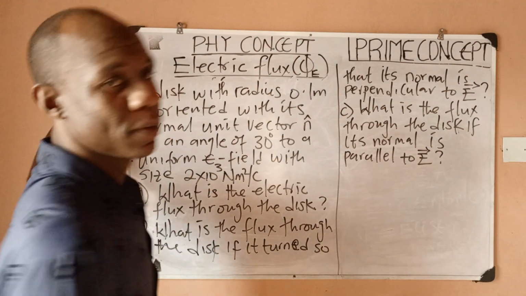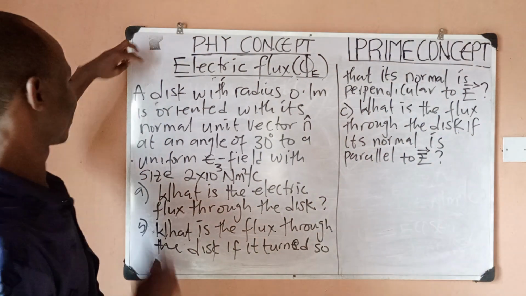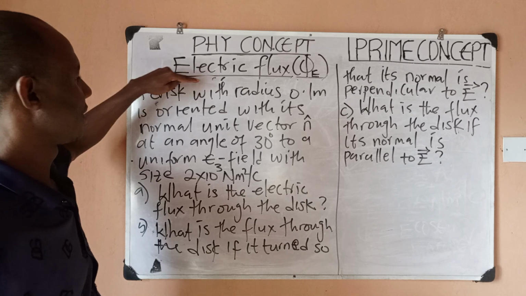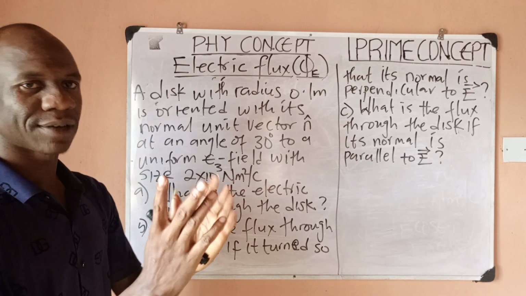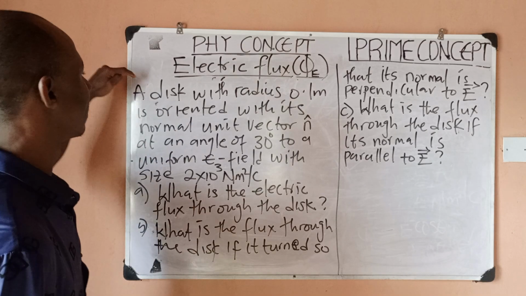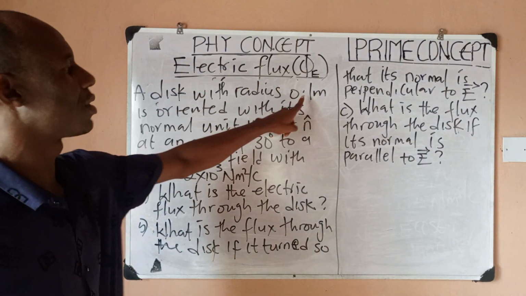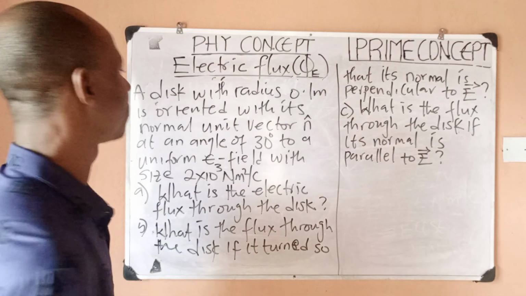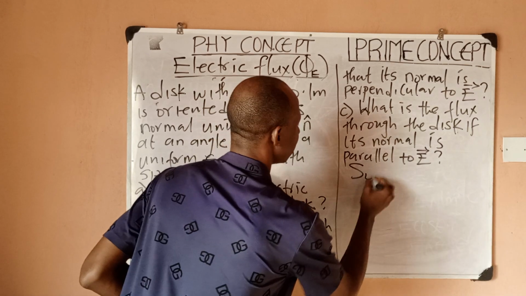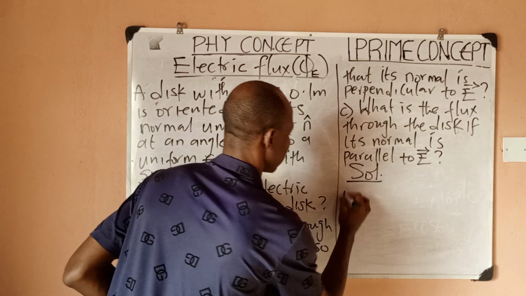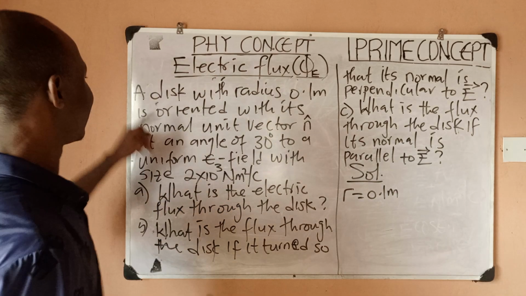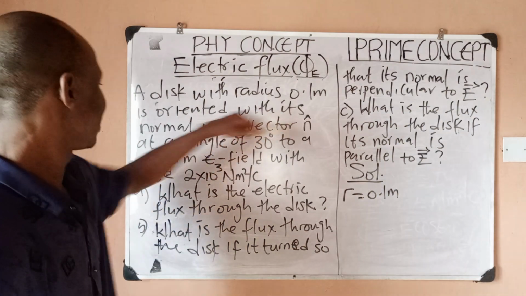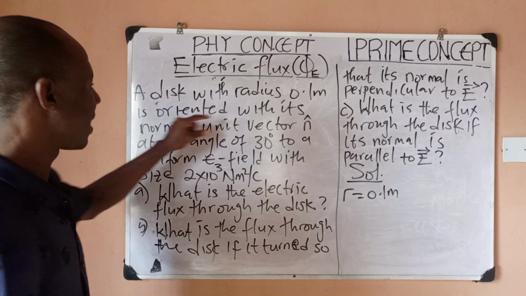So we have our problem here on the board, which says a disk. Remember, a disk is a circular surface, right? So that it is not confusing. A disk with radius 0.1. I'll bring out the parameters. So the radius R is 0.1 meter. Is oriented with its normal unit vector.